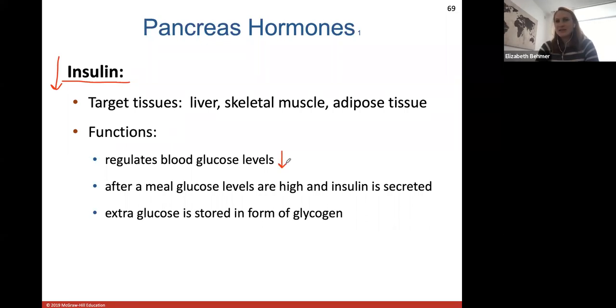So for example, after a meal, your glucose levels are very high because you've eaten all this food. Insulin will be secreted to try to lower those blood glucose levels. What insulin does is it takes sugar or glucose out of your blood, and it stores glucose in the form of glycogen, and it will store it in your liver, your skeletal muscle, or in your adipose tissue.